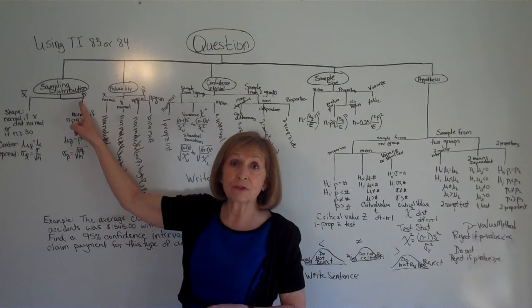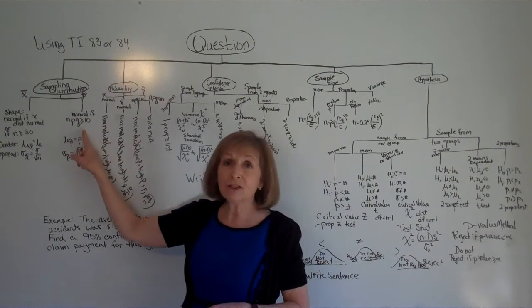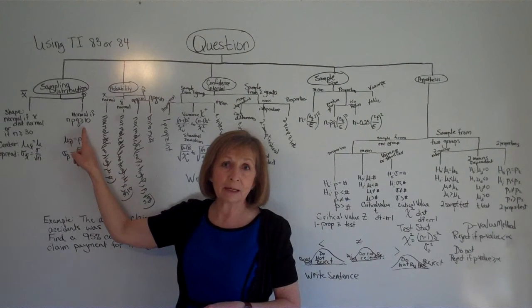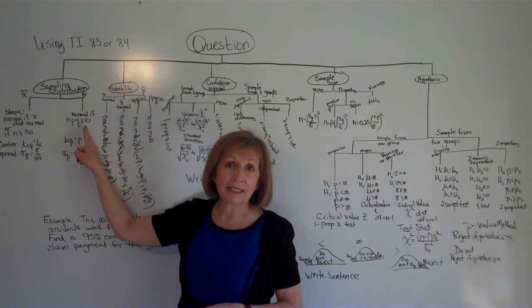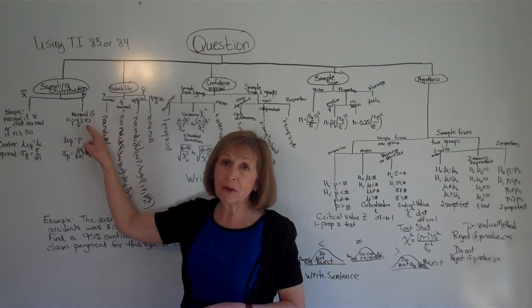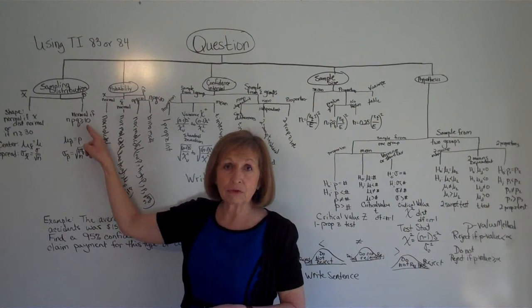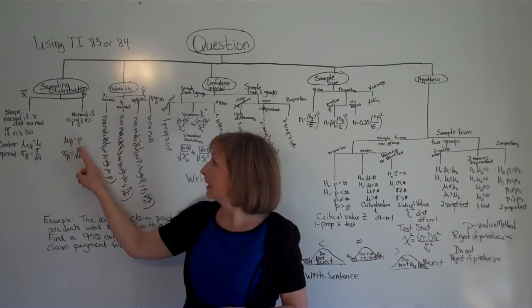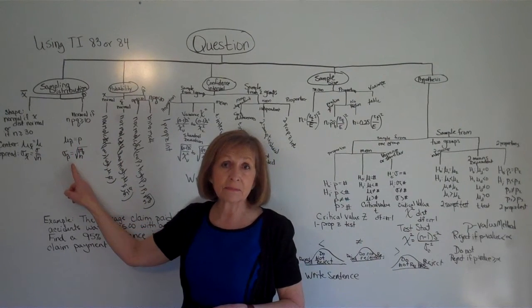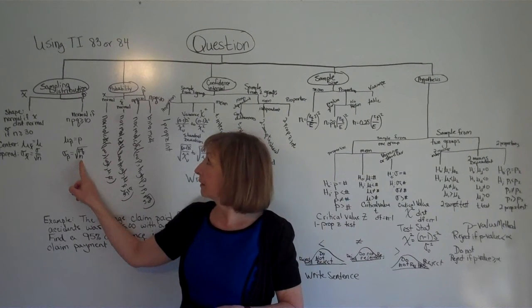If your sampling distribution is for p hat, then you're checking to see if n times p times q is greater than or equal to 10 to see if the distribution of the p hats is normal. If you do have that, then the distribution is normal for the shape. The center, mu sub p hat, is p, and the spread, sigma sub p hat, is the square root of pq over n.